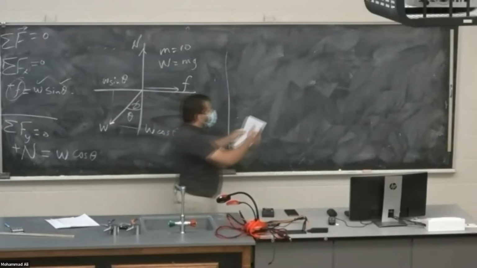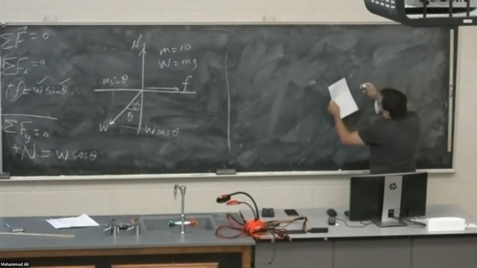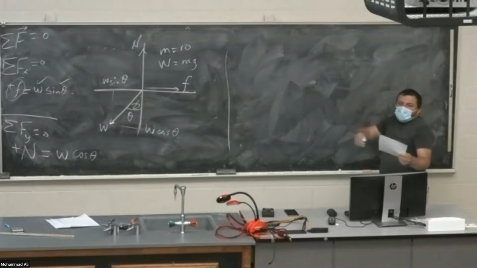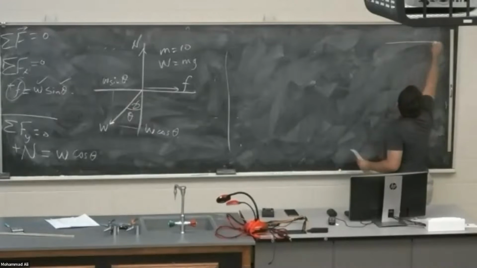Okay, we have a monkey and it has a mass and a tree, but we know how to deal with the free body diagram. We don't need to draw anything. We have this system.